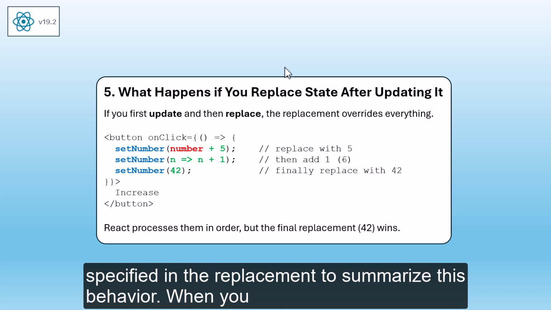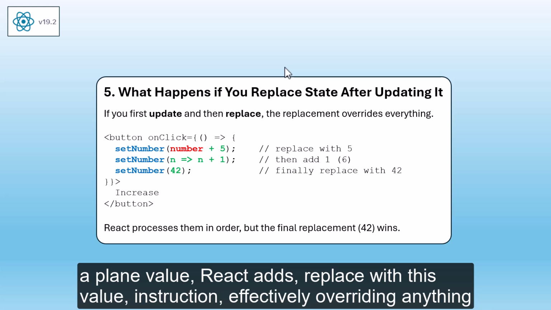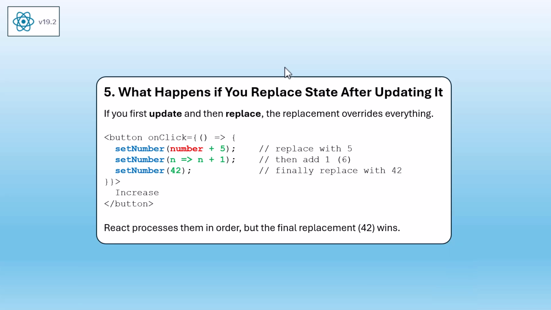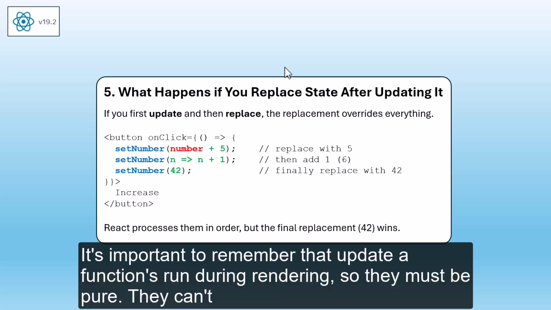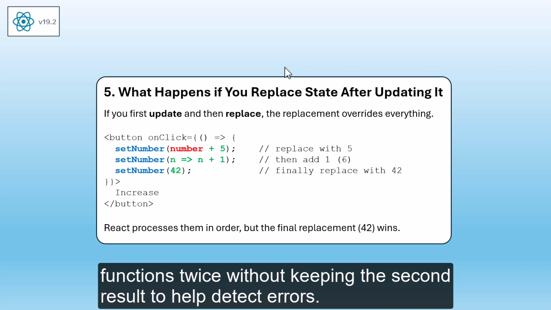To summarize this behavior, when you pass an updater function, React adds it to the queue to be calculated later. When you pass a plain value, React adds a "replace with this value" instruction, effectively overriding anything that came before it. After all of this, React triggers a re-render and processes the queue in order. It's important to remember that updater functions run during rendering, so they must be pure. They can't have side effects or call other state setters. In development, React might run these functions twice, without keeping the second result, to help detect errors.